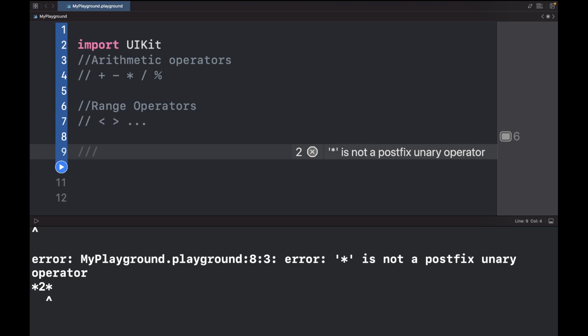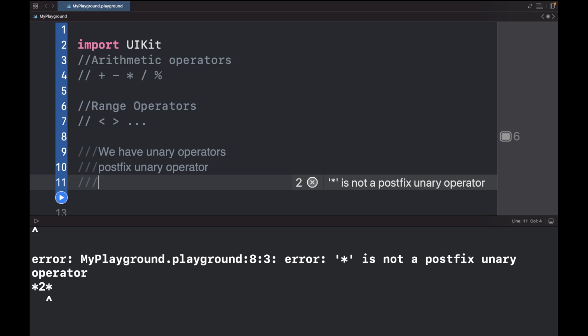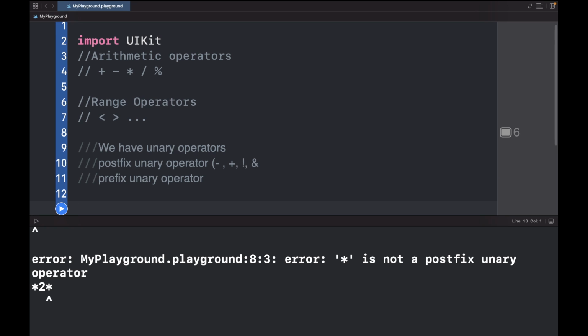So in other words, let me just do this. Okay, I think I just need to do 3 of these things. So we have unary operators. And within unary operators, we have postfix unary operator. And before postfix unary operator, we also have prefix unary operator. And we understand this can be a minus, addition, not. What else is there? I don't know about an and if it's a postfix unary operator, but let's check.